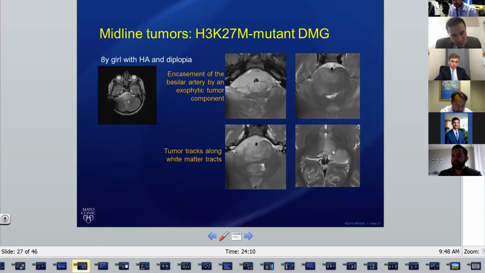This is very characteristic of a DIPG, but in this case, the diagnosis wasn't certain, and there was this large exophytic component that was amenable to biopsy. So she proceeded to biopsy, and sure enough, she had an H3K27M mutant diffuse midline glioma, or as we would call it, a DIPG.